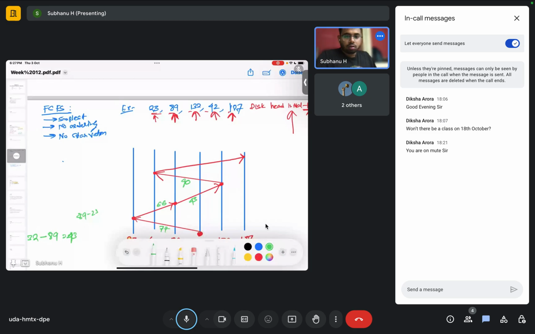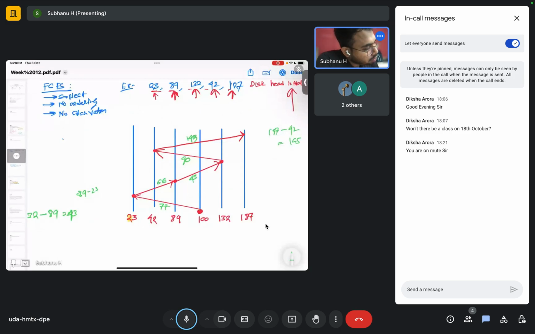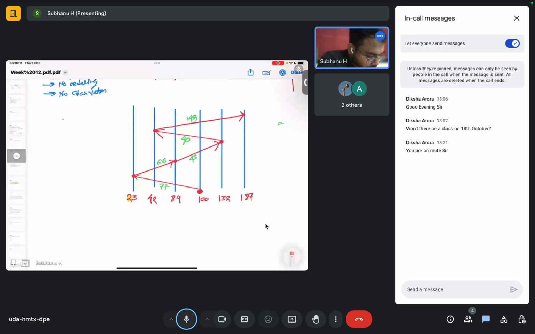So what is the total seek time? Total seek time is equal to 77 plus 66 plus 43 plus 90 plus 145, which is 420.